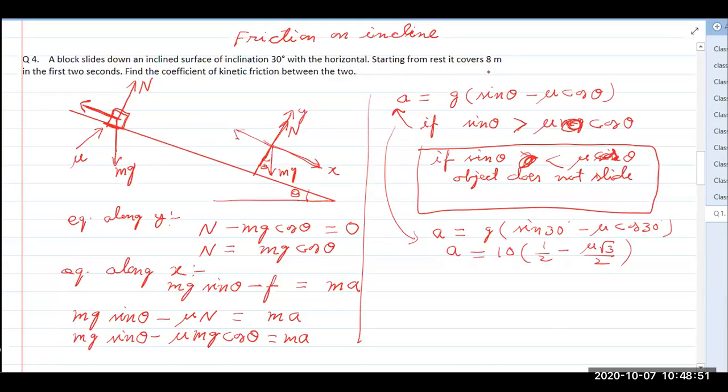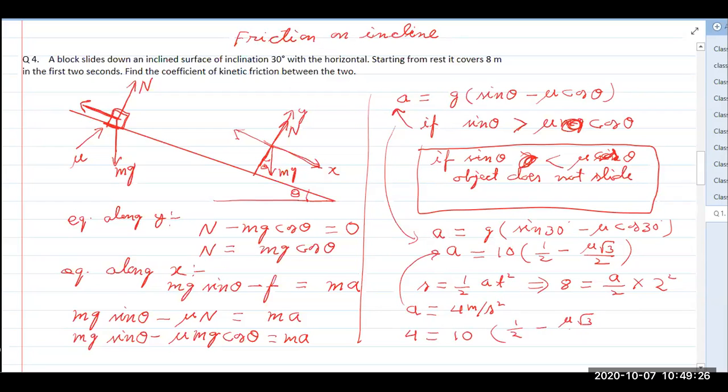Now, starting from rest, it covers 8 meters in the first 2 seconds, so we can write S equals half a t square, because starting from rest we can write this expression. S, the distance, is 8 meters, a by 2 into time squared, with time 2 seconds. So how much a are we getting? We are getting 4 meters per second square. So if you put this 4 in the expression, we get 4 equals 10 times, 1 by 2 minus mu root 3 by 2.